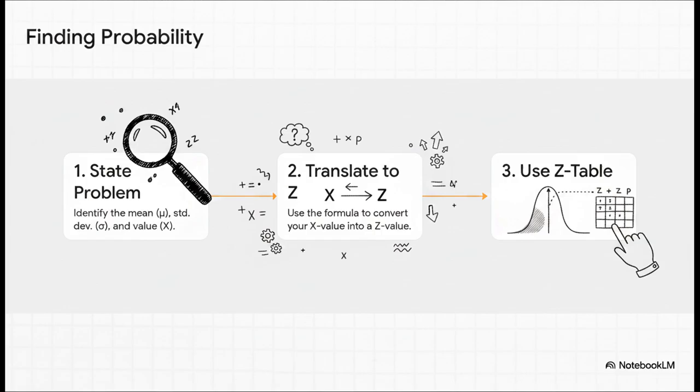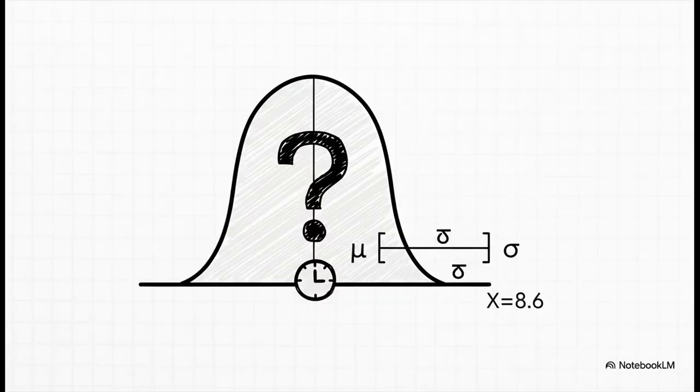What's the mean, what's the standard deviation, and what's the specific value x that you're curious about. Second, you use that handy formula to translate your x value into a z-score. And third, this is where the magic happens. We get to use a major shortcut. We skip all the hard math and simply look up our z-score in a special chart called a z-table to find our probability.